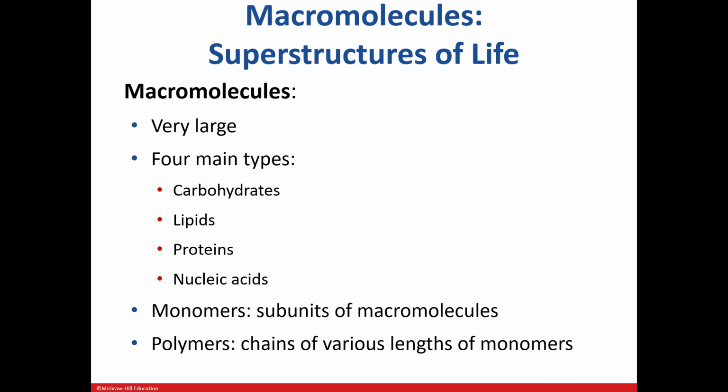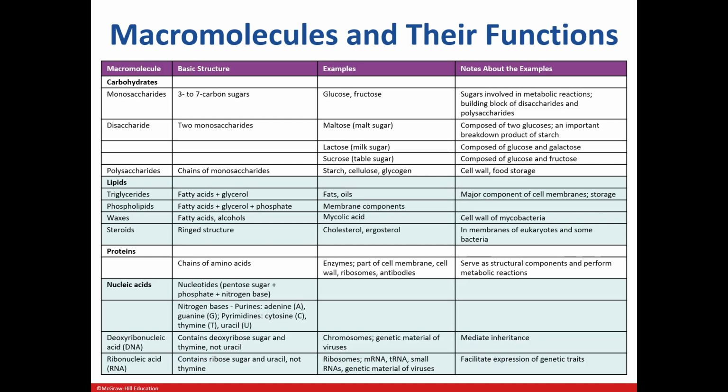Let's discuss our 4 major macromolecules. These carbohydrates, lipids, proteins, and nucleic acids are all polymers made up of monomers, each one, of course, having a specific function. This table outlines all the major macromolecules and examples of each. This is a good study tool where all of them are outlined in one location. Don't worry about memorizing everything, just hit the major points.